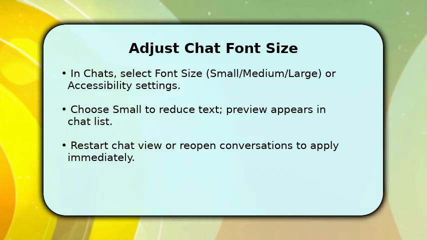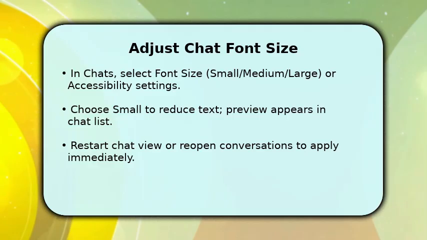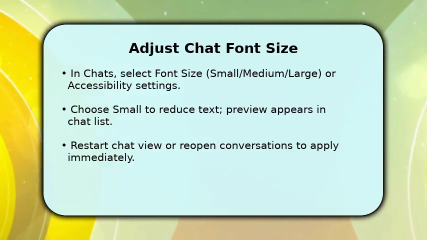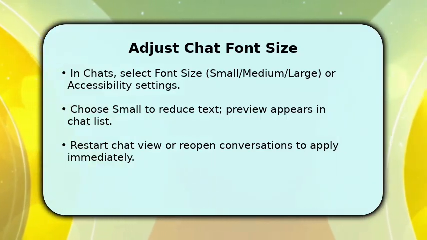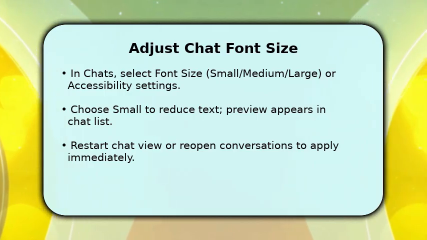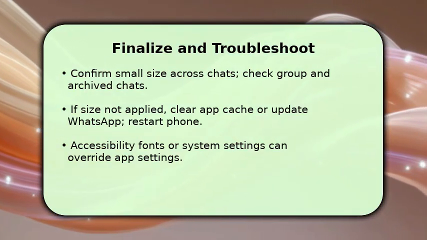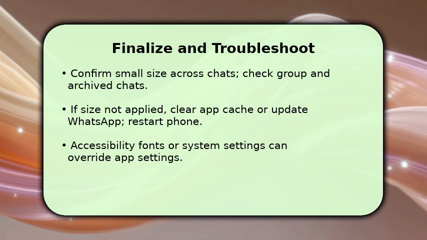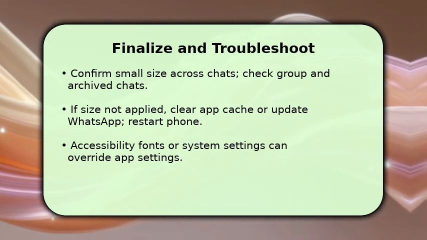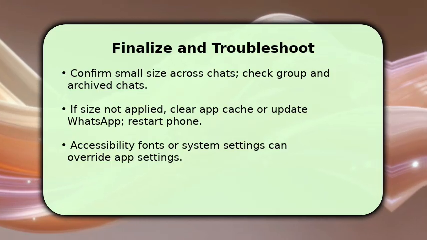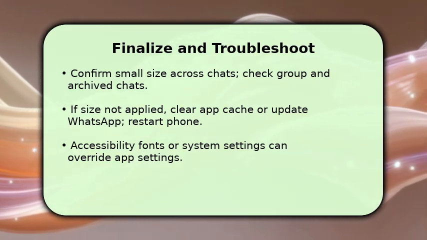Make sure to compare sender and receiver fonts. Some media captions scale. Finish by scanning several chats to confirm the small font applies consistently. If some text still looks large, check your phone's system text or accessibility settings because they can override app choices. If changes don't stick, update WhatsApp, clear the app cache on Android, or force close and reopen the app.